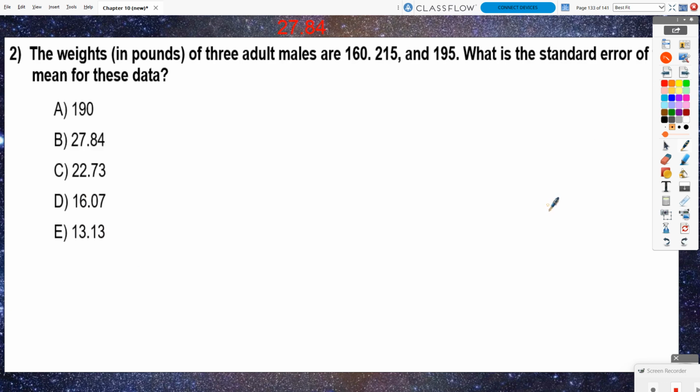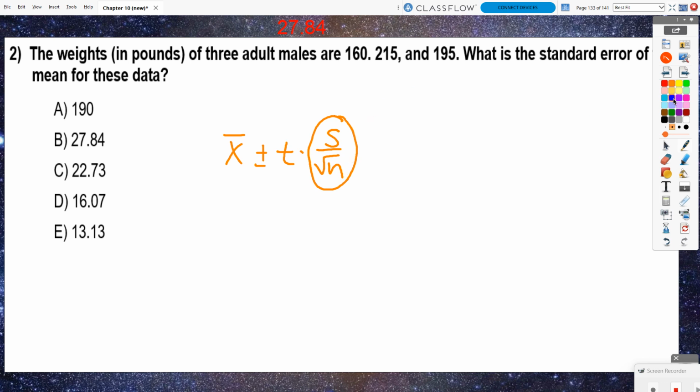Number 2. The weights in pounds of 3 adult males are 160, 215, and 195. What is the standard error of the mean for these data? Well, the standard error of the mean in our confidence interval formula, if I had x bar plus or minus t times s over the square root of n, the standard error is the last part of the confidence interval. So we need the sample standard deviation divided by the square root of the sample size.